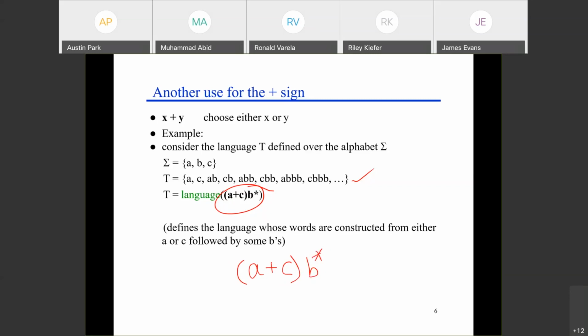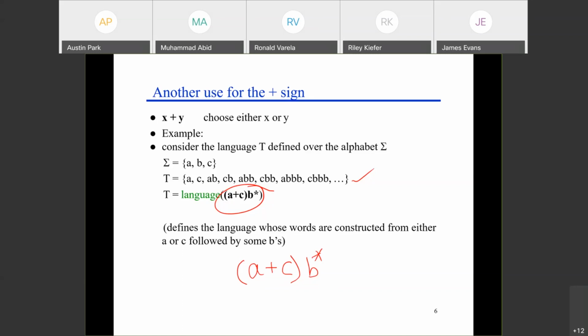We have a word which always starts from either A or C. You will never see A and C both together in your language. It may have B after that, or it may not have, and if B is there, it might be 1 time or as many times. So this is the regular expression of this language.